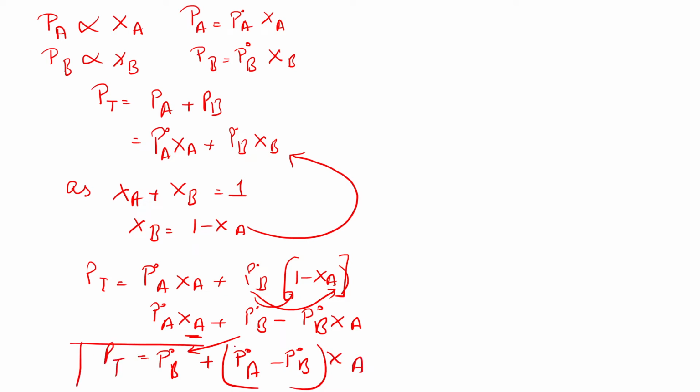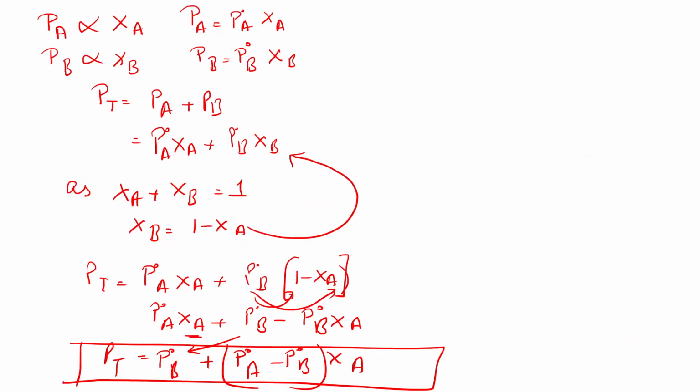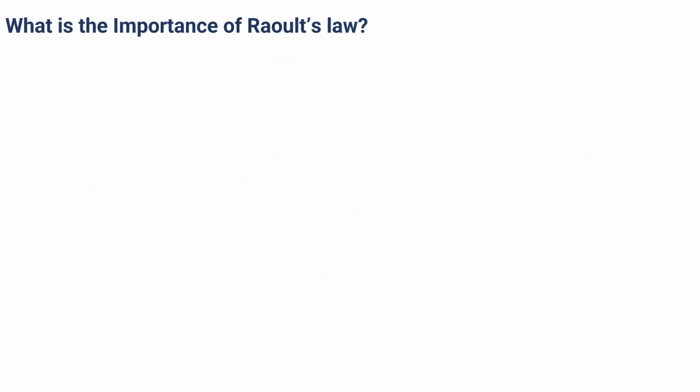Therefore, P total could be written in this form, which is what was written in the previous slide. Okay. Now, coming to why it is important to use Raoult's law.